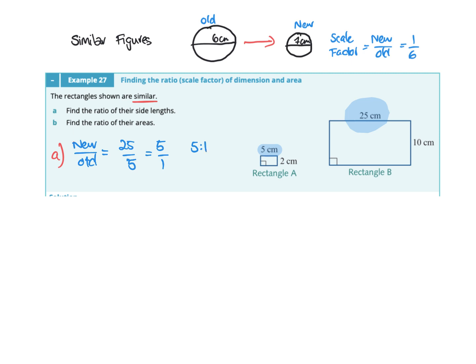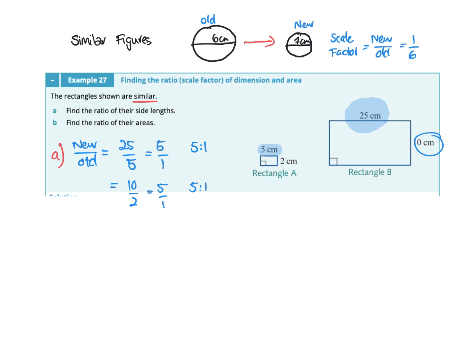Okay, and then you want to compare the other side. The other side was 10/2. So that ends up being 5/1. So they're both 5/1, so we've definitely proved these shapes are similar.